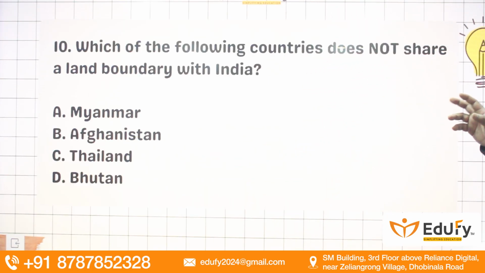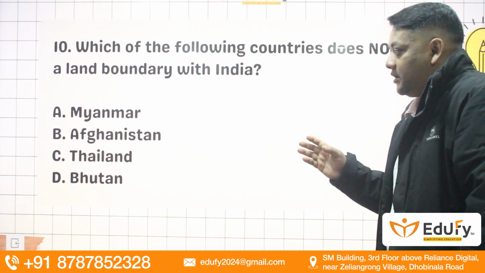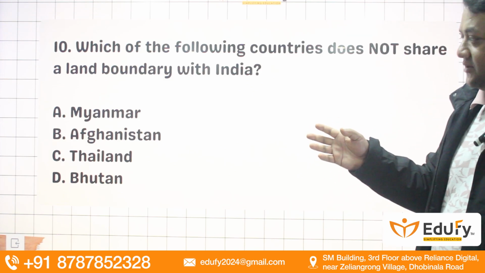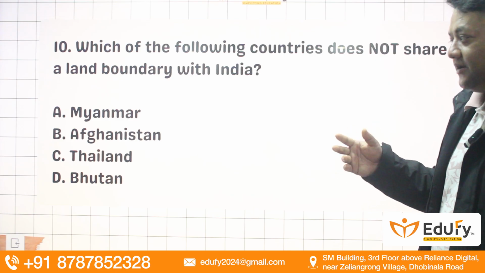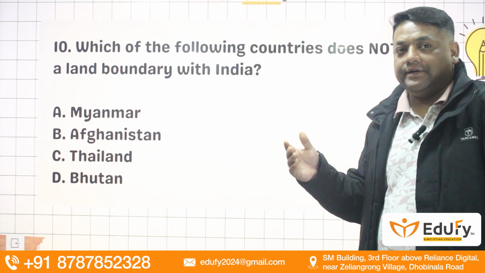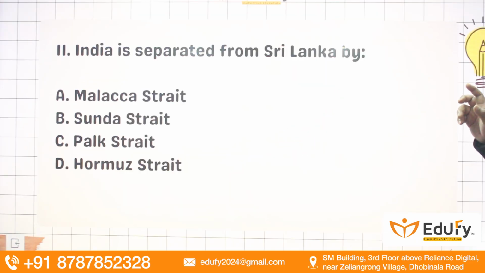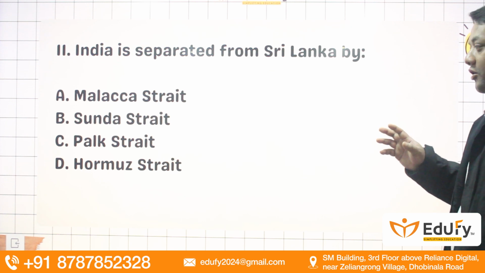Which of the following countries does not share a land boundary with India? Myanmar, Afghanistan, Thailand, Bhutan. We know that C is the right answer. Thailand is the right answer. Thailand in any way does not connect with India by any land borders. So C is the right answer. India is separated from Sri Lanka by Malacca Strait, Sunda Strait, Palk Strait, Hormuz Strait.